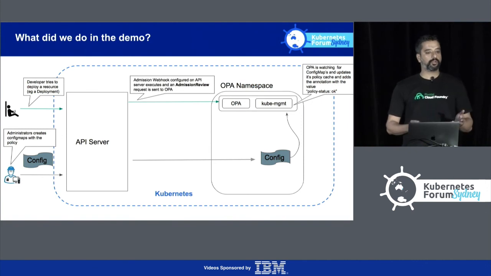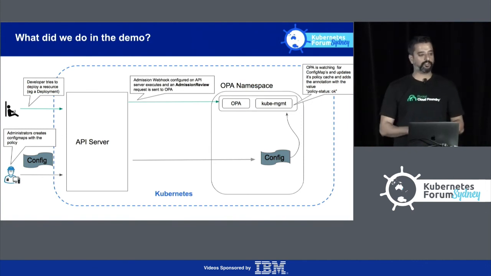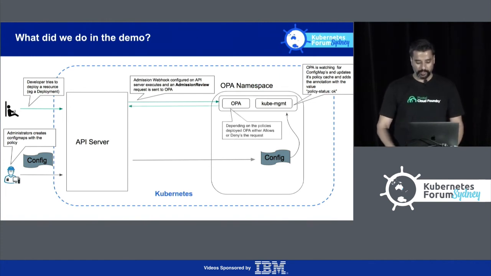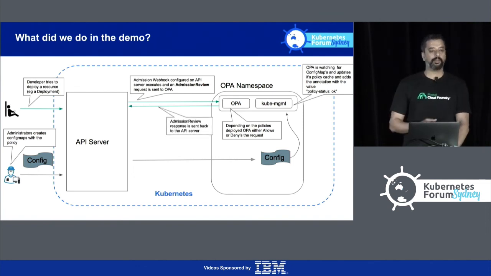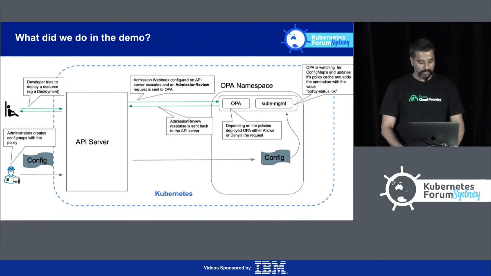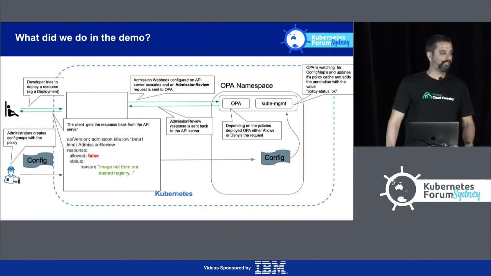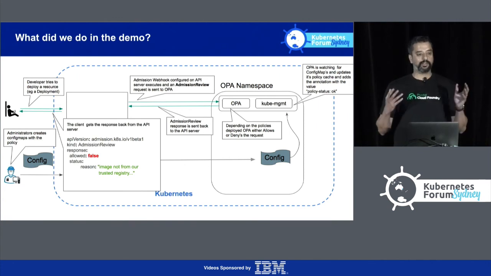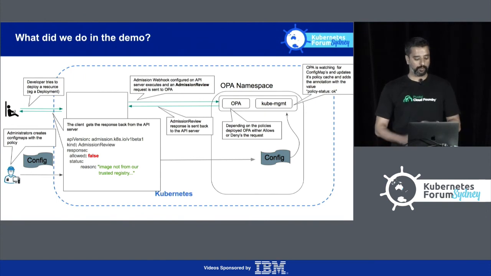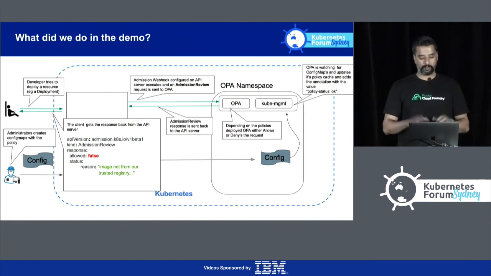Then a developer comes in and tries to deploy a pod. Since we have a webhook configured on the API server, this admission review request is sent to OPA to evaluate the policy. Depending on the policies deployed, OPA either allows or denies this request. The admission review response is sent back to the API server, and the developer gets this sad message that the request has been denied, and it also gets a message saying that the image is not from your trusted registry. All right, hope this puts everything in perspective and it's clear enough for everyone to see.